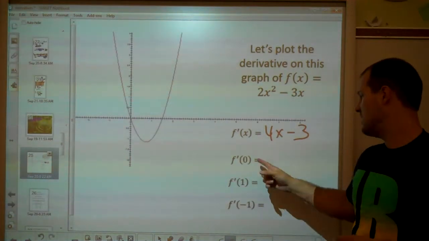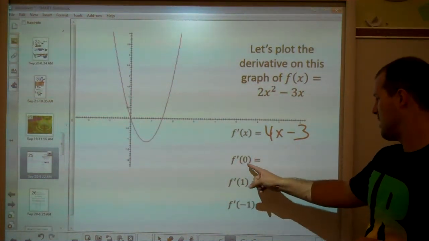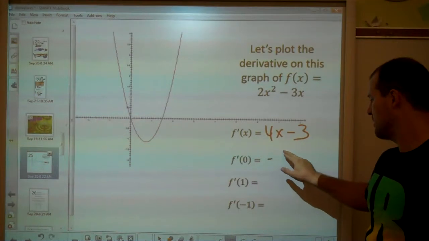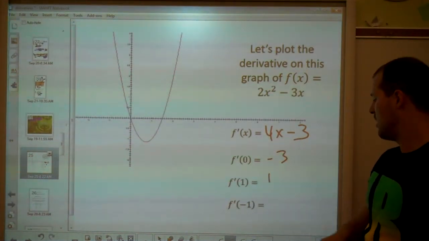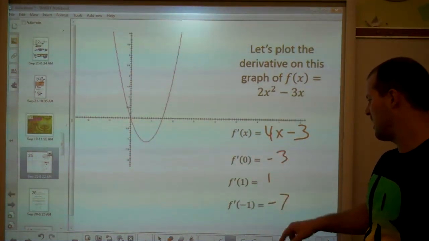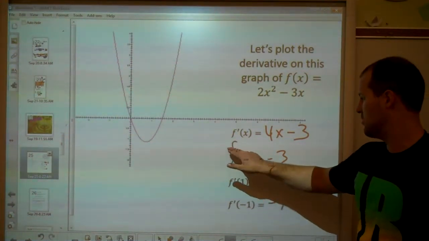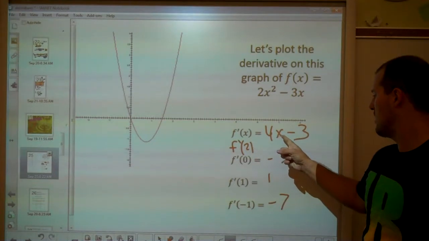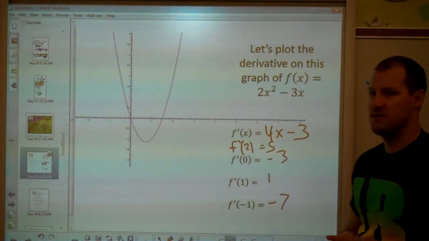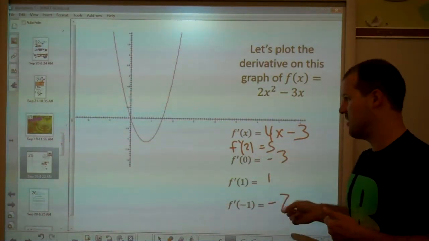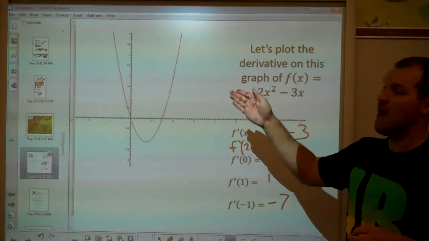And that makes it really easy to fill in the rest of these with just mental math. Plug in a 0: 4 times 0 minus 3 is negative 3. If you plug in a 1, you get a 1. If you plug in a negative 1, you get a negative 7. And I'm going to plug in a 2 just for good measure. I'm going to find f prime of 2. When I do that, I get 8 minus 3. That's 5.